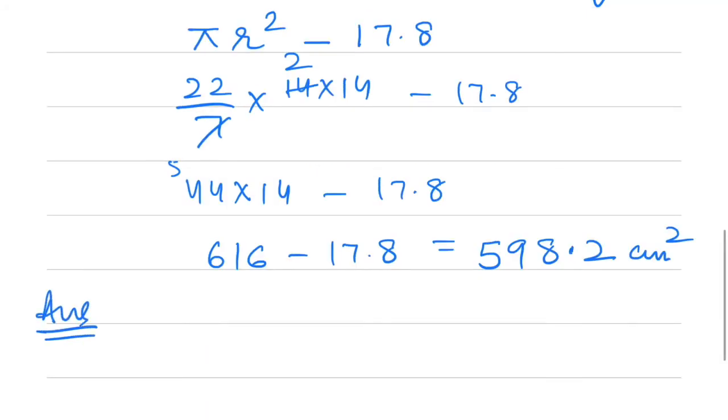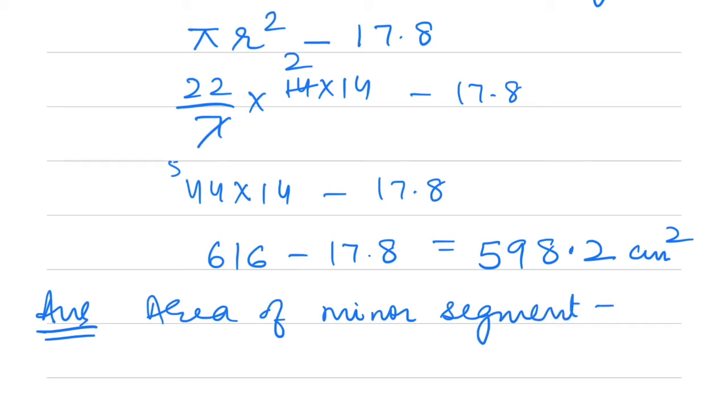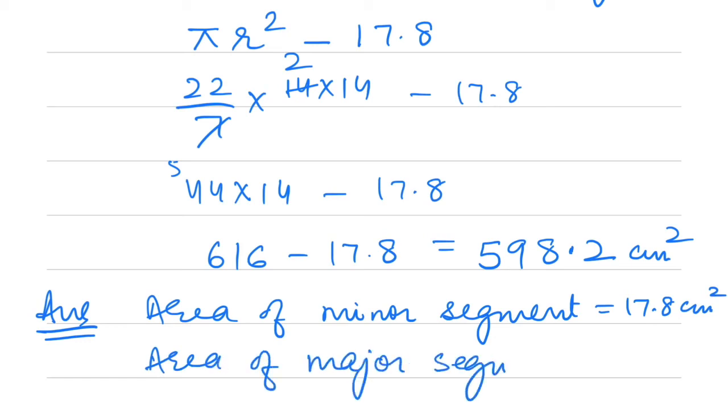The answer I can write down as: area of minor segment is 17.8 centimeter square and area of major segment is 598.2 centimeter square.